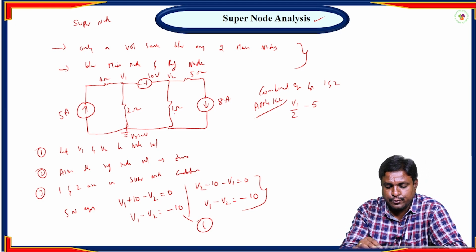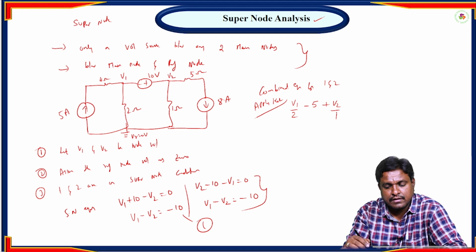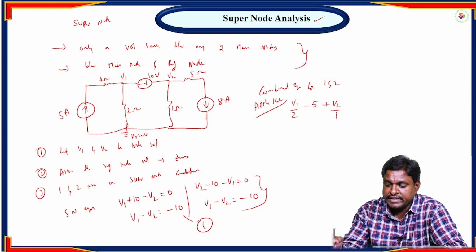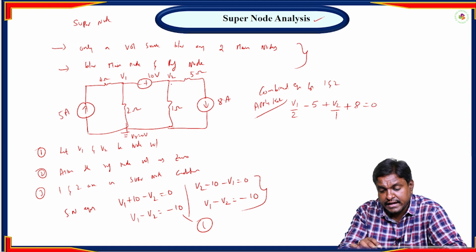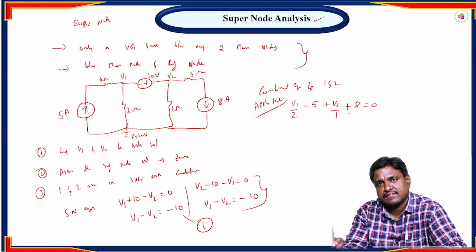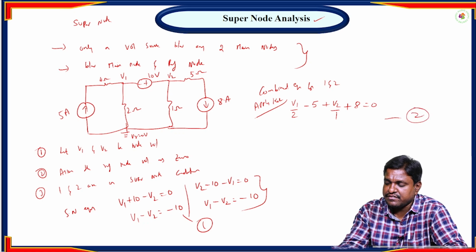Come to the second node. V2 minus 0 by 1, that is V2 by 1. Next, come to this branch. Here the current passing through the branch is 8 amperes, but the direction of the current is away from the node, so we take it as plus 8 equal to 0. Keep in mind that here we have a 5 ohm resistor, but the current passing through this entire branch is going to be 8 A, because we neglect this as a node; the entire thing becomes one branch. From this we get the other equation, which is the second equation.